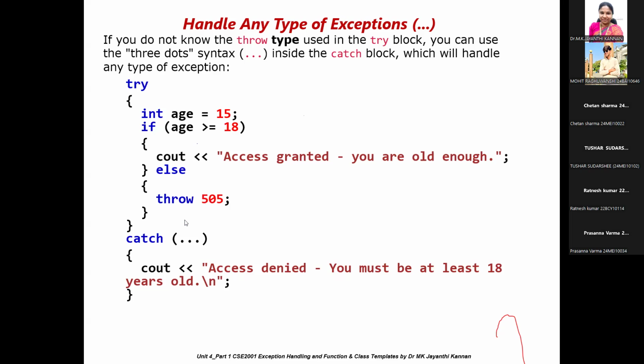Here the error number is mapped with the three dots. Three dots means anything related to the throw block. So the 505 is matched with the throw block, which is matched with the catch block, and it will display the corresponding definition for the error message 505: access denied because your age is below the voting age.